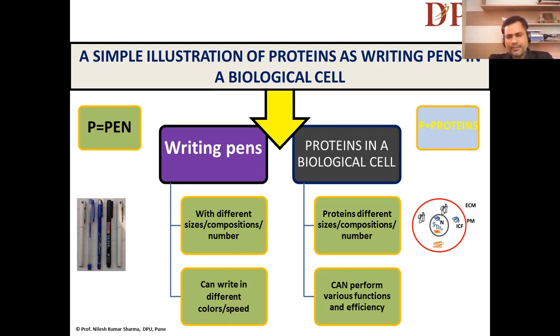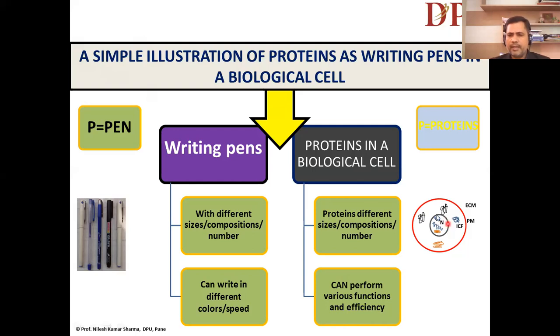All of us know, as students, even those in high school, that writing pens can be of different sizes and composition. They can exist across the globe in different numbers. If you look at one single cell here, let me also use the annotation.